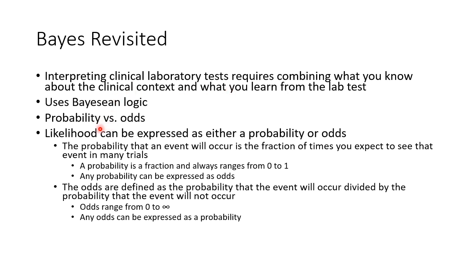And so again, looking at these Bayesian statistics, this is where we come into probability versus odds. Now, when you're looking at this, likelihood can be expressed in either way. Some of it can be expressed in probability, some in odds. Basically, probability is just the number of times an event will occur over the fraction of times you'd expect to see it in the course of many trials. We're going to see the probability ranges between 0 and 1, right? So it usually expresses like a percentage.